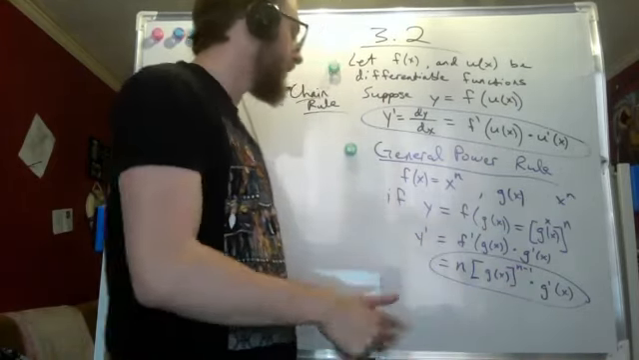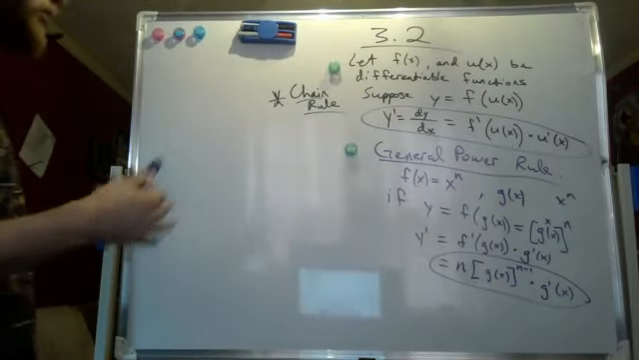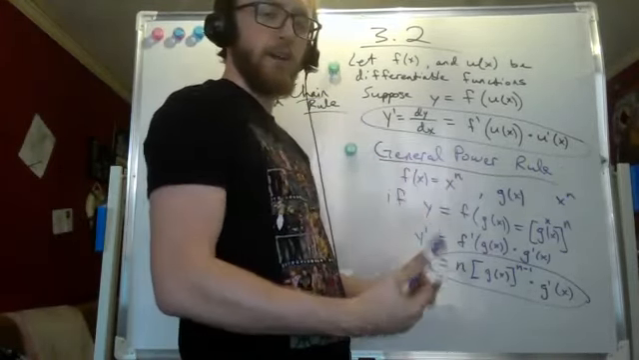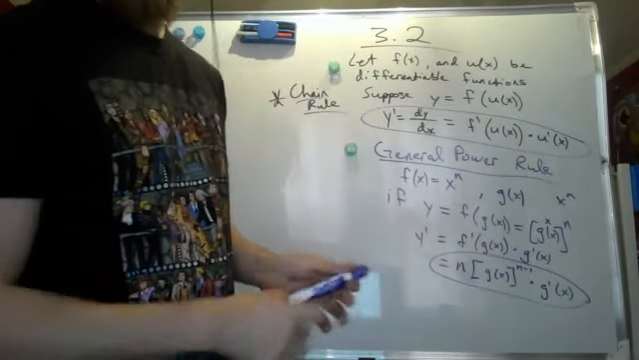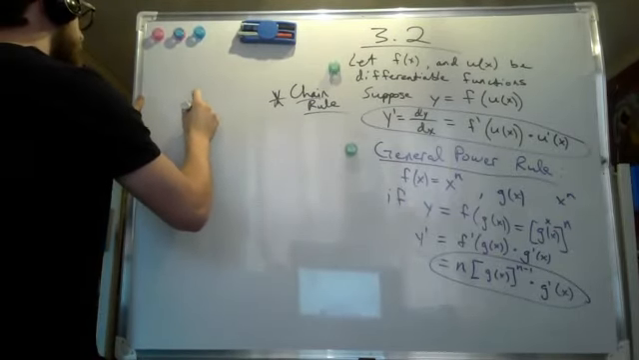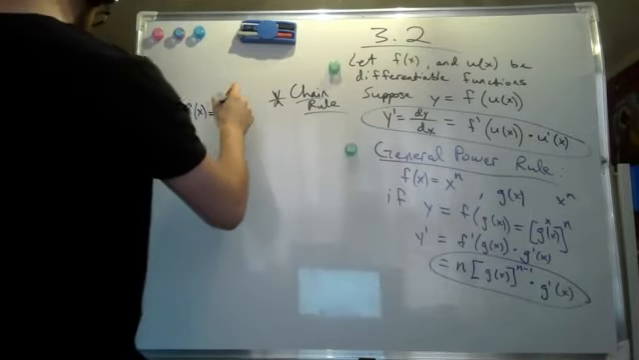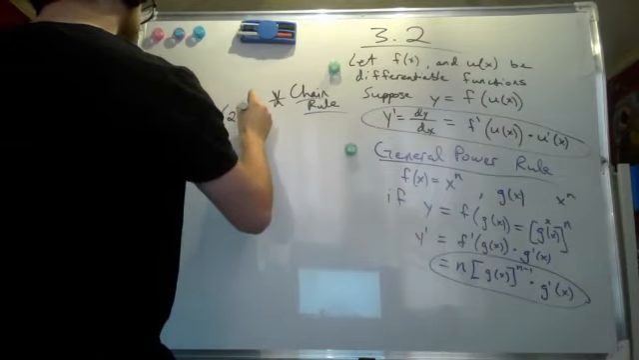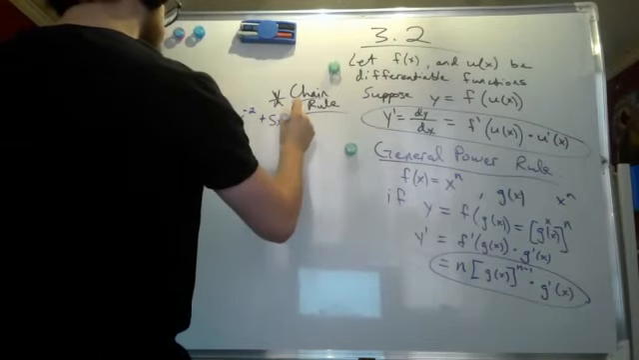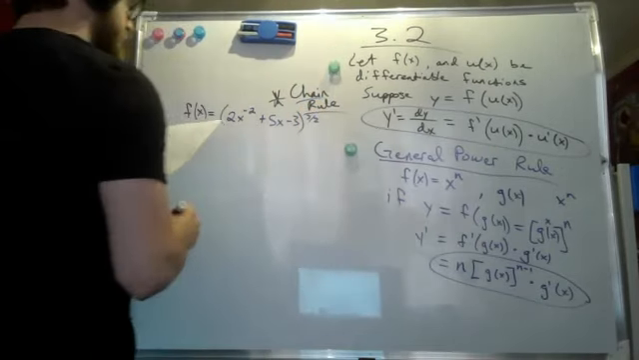Okay, great. So now what? Well, we have our general power rule. We have our chain rule. Let's start taking a look at what this actually looks like. So, for our first example, let's consider f of x is equal to, let me make sure I copy this down correctly, 2x to the negative second power plus 5x minus 3, all raised to the 3/2 power.